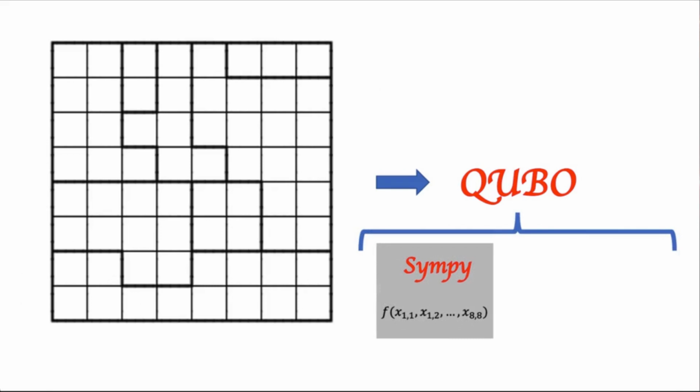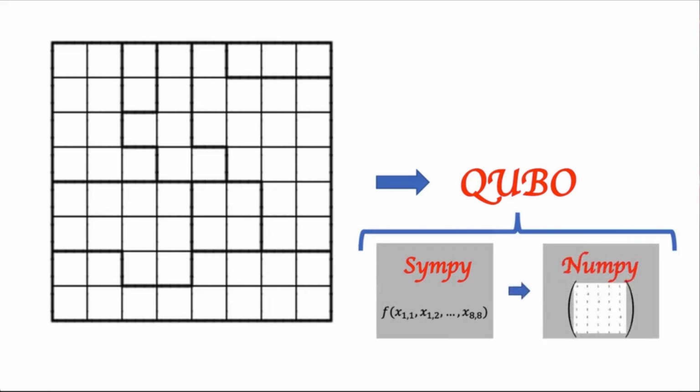Last week we finished converting the 8x8 StarBattle puzzle to a QUBO. We first expressed the QUBO as a function of 64 variables using SymPy. Then we turned it into a 64 by 64 matrix using NumPy. Today we'll validate that our conversion process from puzzle to NumPy array is correct.